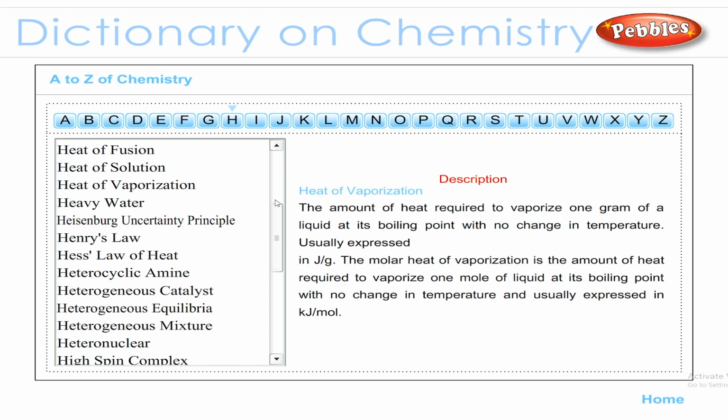Heat of vaporization. The amount of heat required to vaporize 1 gram of a liquid at its boiling point with no change in temperature, usually expressed in joules per gram. The molar heat of vaporization is the amount of heat required to vaporize 1 mole of a liquid at its boiling point with no change in temperature and usually expressed in kilojoules per mole.